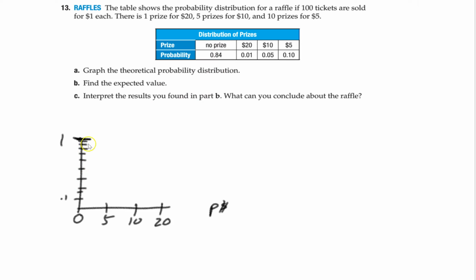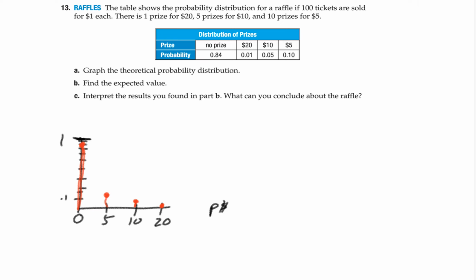So let's do a spike graph. You go to 0.84, so around there, and you just go straight down. We call that a spike graph. And then $5, so like right here. $10 is 0.05, so that's like half of that. And then $20 is really small, so it's like a little dot right there. So you can see in this one, far and away you get no prizes, and the odds go worse and worse.